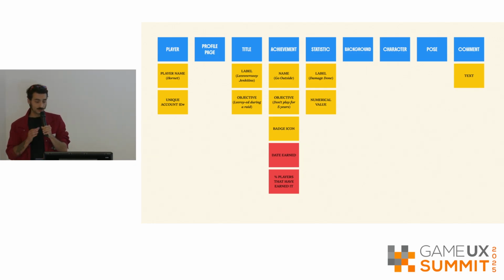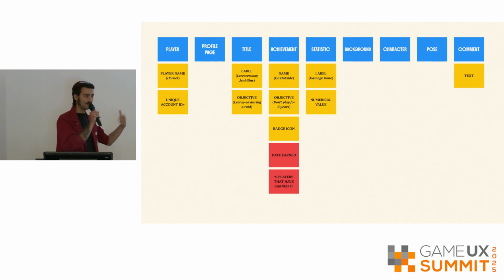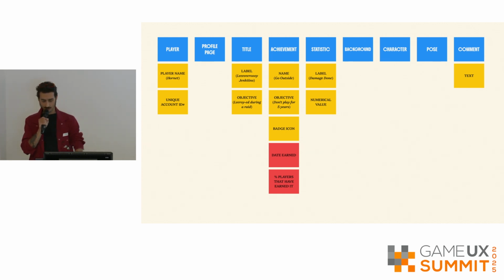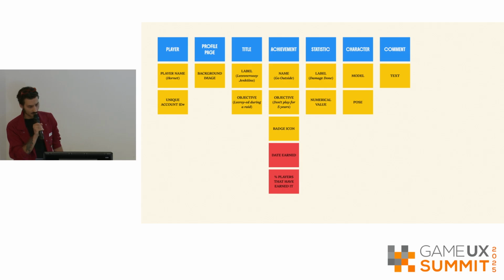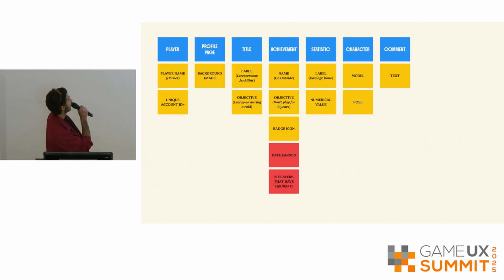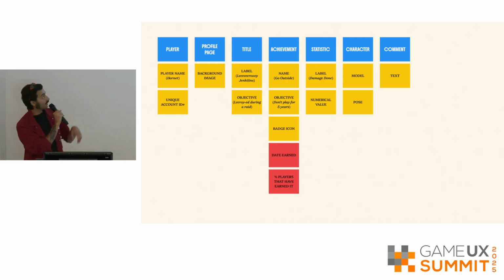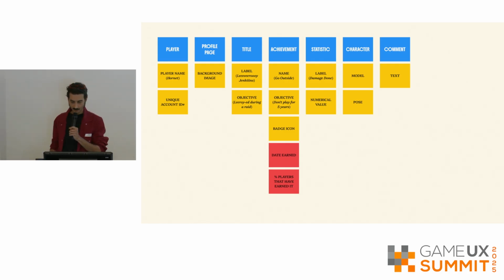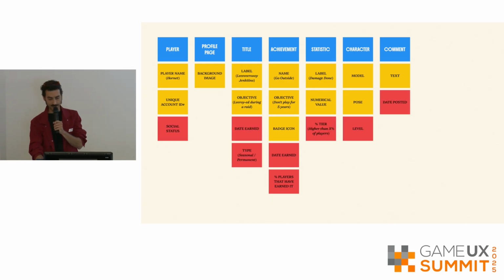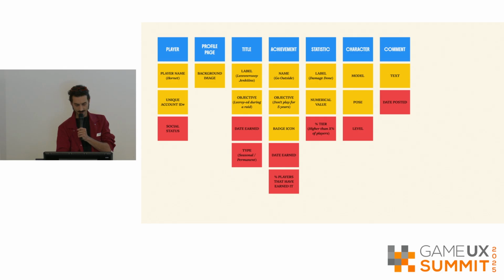Same with pose. Pose by itself is not an object, it is inherently connected to the character model. So we just reshuffle them. And then we have a background image as an element of the profile page, and the pose is an element of the character. All right, we continue adding metadata. We get social status for player, we get statistics, etc.